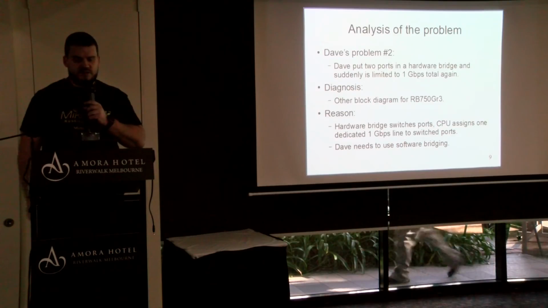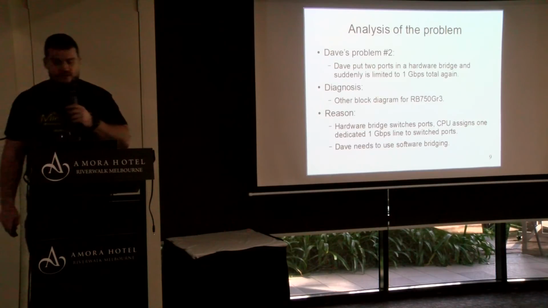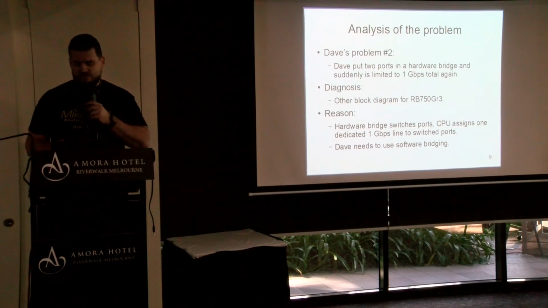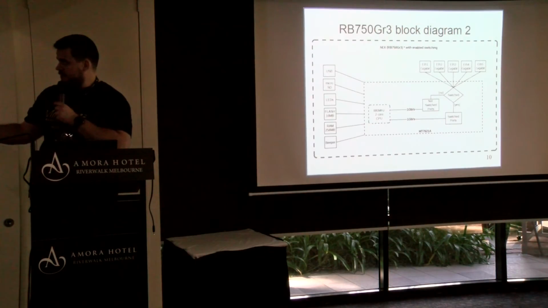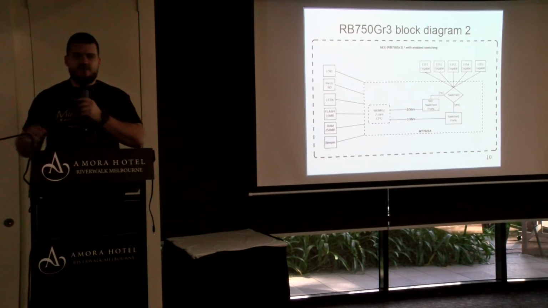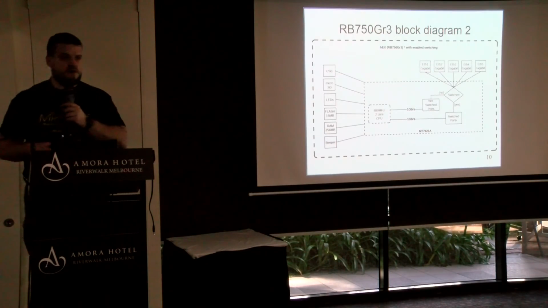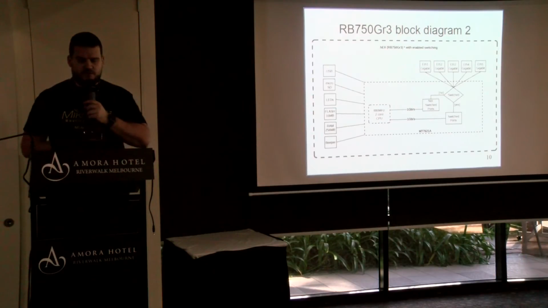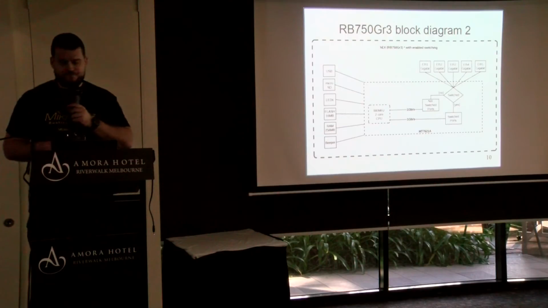To actually see the reason, he needs to look at the block diagram of the 750GR3, and the reason is very simple. As soon as you put some of the ports in the switch, the switch will get one dedicated line, and the other ports will be left with the other gigabit line. So as soon as you create a hardware switch, it will get a dedicated gigabit line to the CPU, and all the other ports will share the other gigabit line to the CPU. So that's how the 750GR3 specifically behaves when you create a hardware switch.